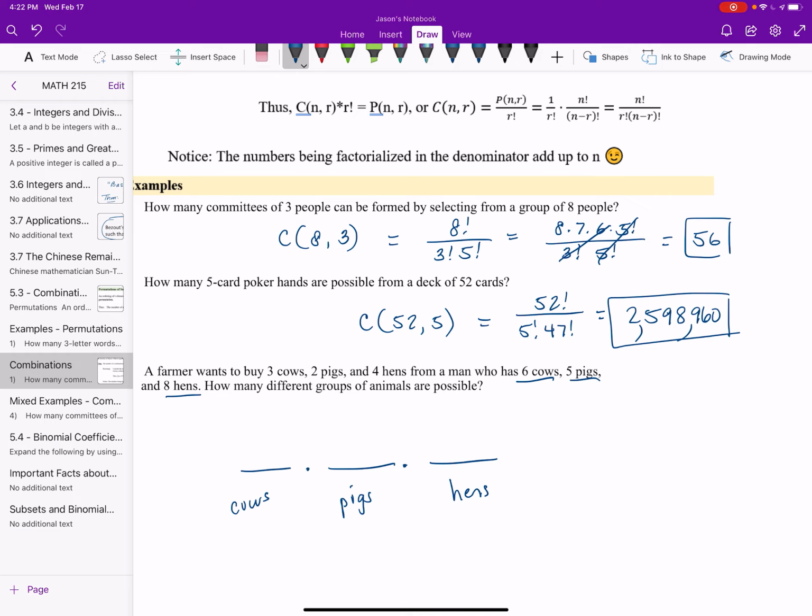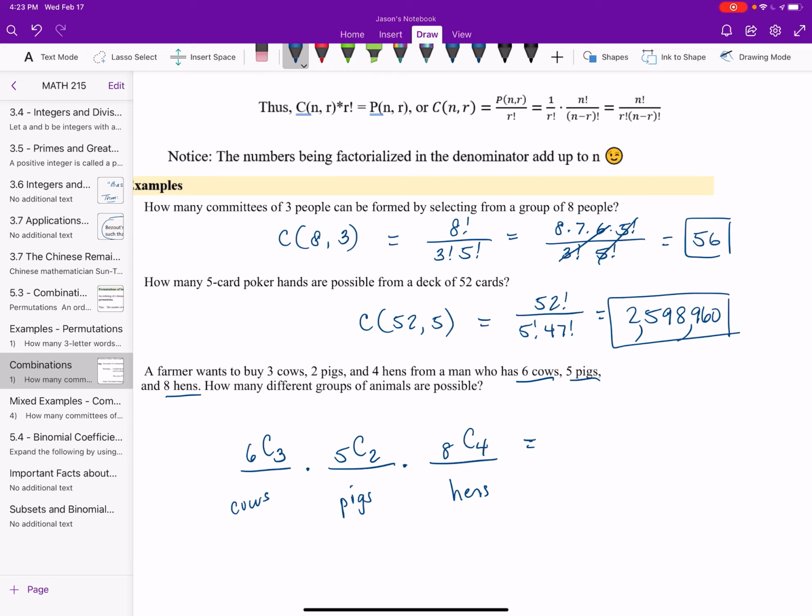So 6 cows, we want 3 of them. So this is going to be 6 choose 3. For the pigs, we have 5 to choose from, and we want 2. If we get Betsy and Petunia, it doesn't matter what order we got them in. So we're just selecting 2 out of the group of 5. And then we have 8 hens to choose from, choose 4.